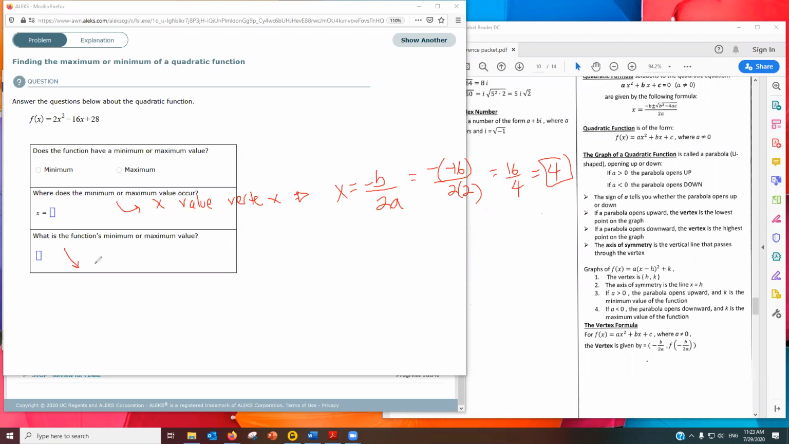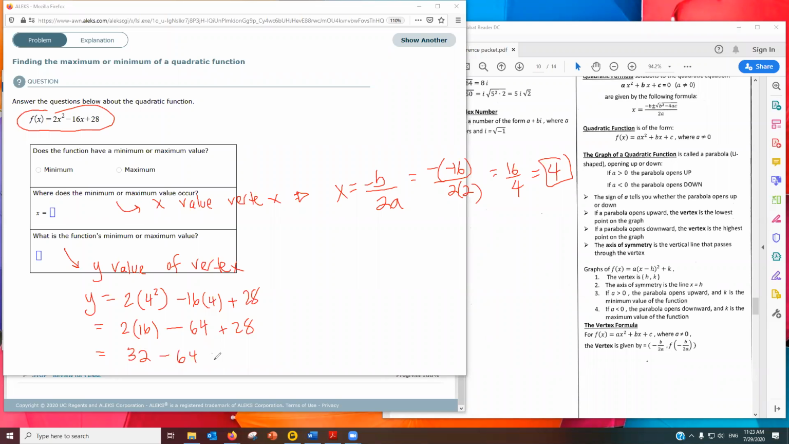Then we were working on the y value of the vertex. And for that, what we were doing is we were taking the original function and replacing x with 4. So it was 2 times 4 squared minus 16 times 4 plus 28. And then we were working this out. This is 2 times 16 minus 64 plus 28. That was 32 minus 64 plus 28. Let's see, that's negative 32 plus 28, which I think is negative 4. So the y value here is negative 4.